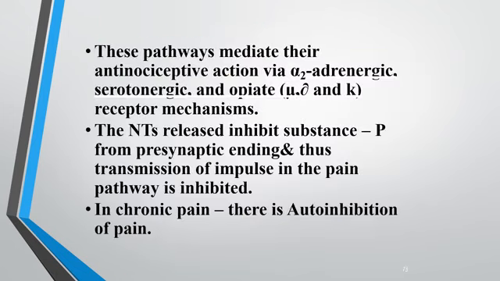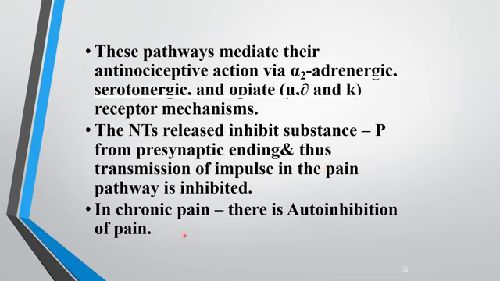All these pathways mediate their antinociceptive or pain reduction action via alpha-2 adrenergic, serotonergic and opiate receptor mechanisms. The substances released act on all these receptors, and these inhibit the substance P released from the presynaptic ending. Thus transmission of pain impulses in the pain pathway is inhibited. So the final result is that all the substances released inhibit substance P release from the presynaptic ending, so that the transmission of impulses in the pain pathway is decreased.